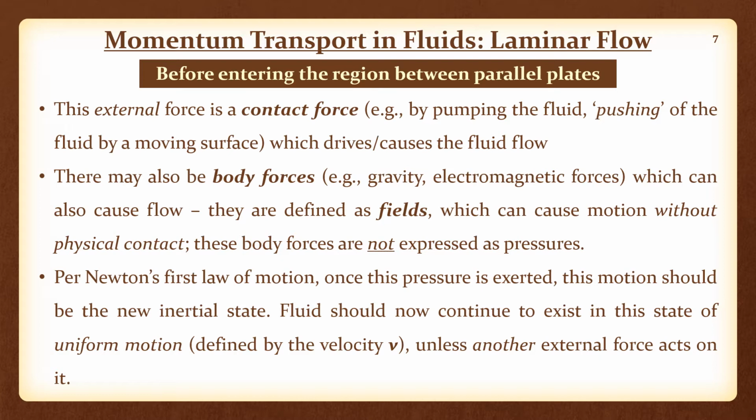So once this pressure is exerted, the motion that is set in the fluid particle is characterized by the velocity v and the pressure p, right? This motion should be the new inertial state. Now the fluid should continue to exist in this state of uniform motion defined by the velocity v, unless another external force acts on it.